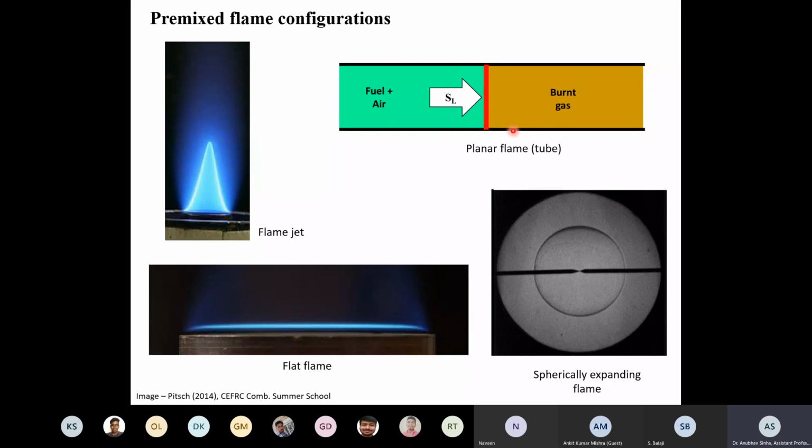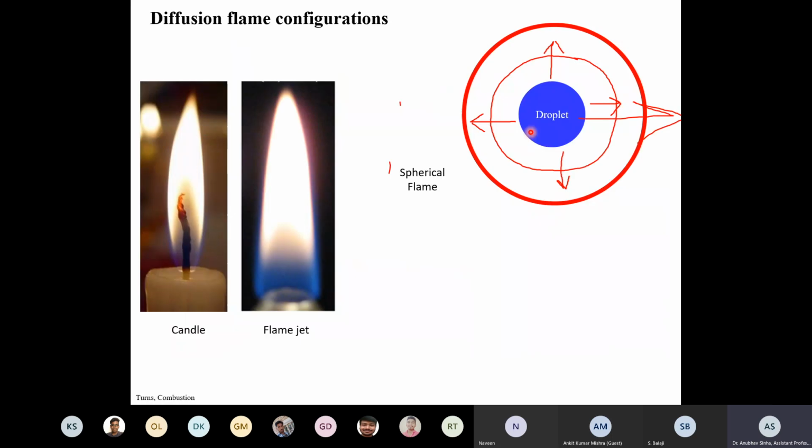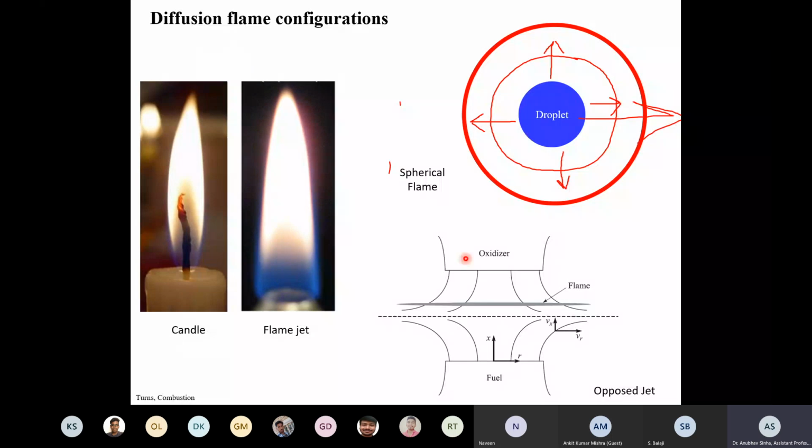So what we can do is, if you remove the tube, what will happen? Let us say we have two jets coming like this. This is a nozzle only. You have fuel coming from the bottom and oxidizer coming from the top, and these two jets hit and form a stagnation plane where we can also see a flame. This is called an opposed jet flame. Okay, so you understand what I am saying?